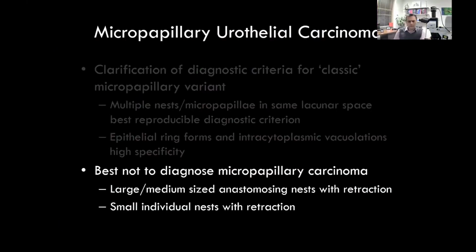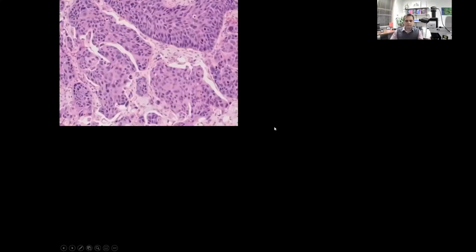And then, as we saw with the U-pump, we also should know when not to pull the trigger on micropapillary carcinoma, because obviously we have very severe clinical implications when we make this diagnosis, right? So when you see large or medium-sized anastomosing nests with some retraction space, or many times you might also see small individual cells that have a retraction space with them. So let's look at some examples of what I actually mean by this.